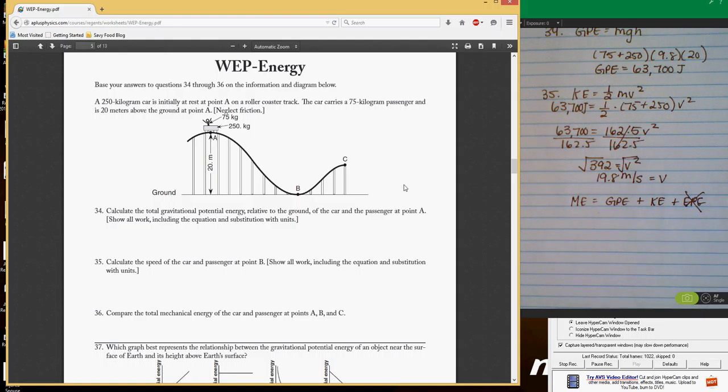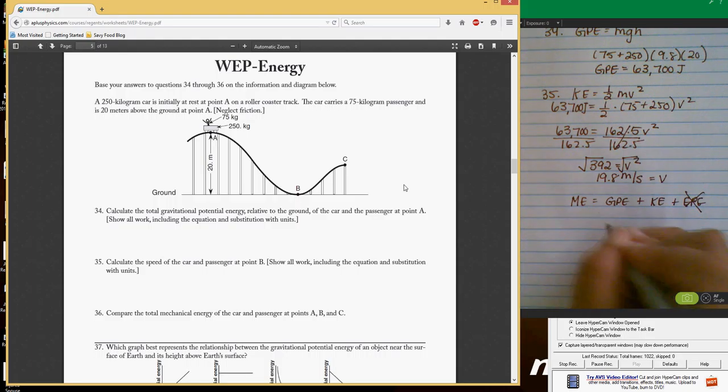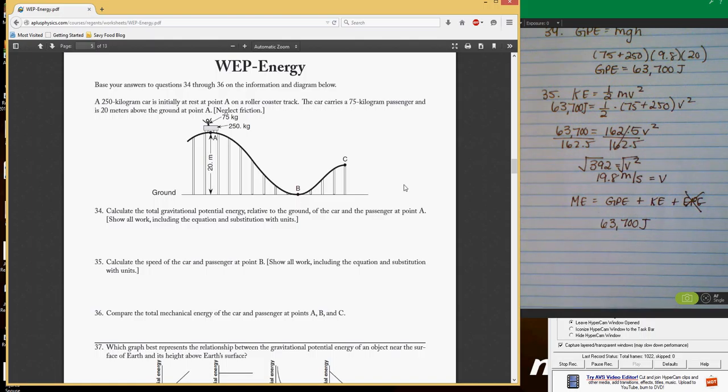So we're just adding the total energy up together, which is your actual total, and in that case we've already calculated that, which is 63,700 joules. So because of the law of conservation of energy, the mechanical energy for these two are going to be the same throughout the entire closed unit, which is the roller coaster.